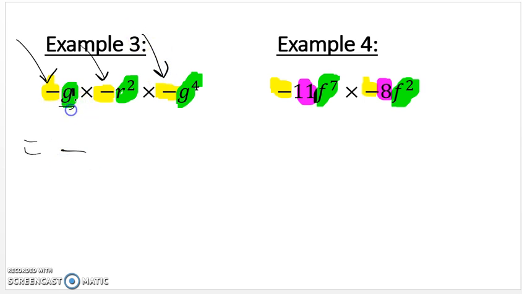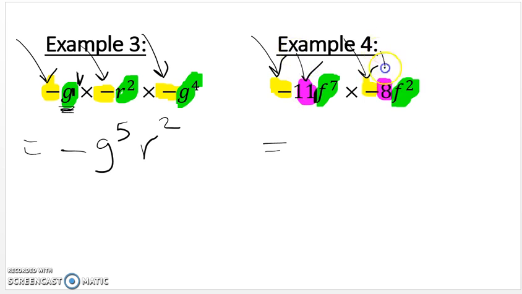I've got G here. If I don't see a power, there's an imaginary 1. So I've got G to the power of 1 times G to the power of 4. That's a string of 5. So it'd be G to the power of 5 R squared. Over here, I've got a negative and a negative. It makes a positive. I won't write it down. 11 times 8 is 88.